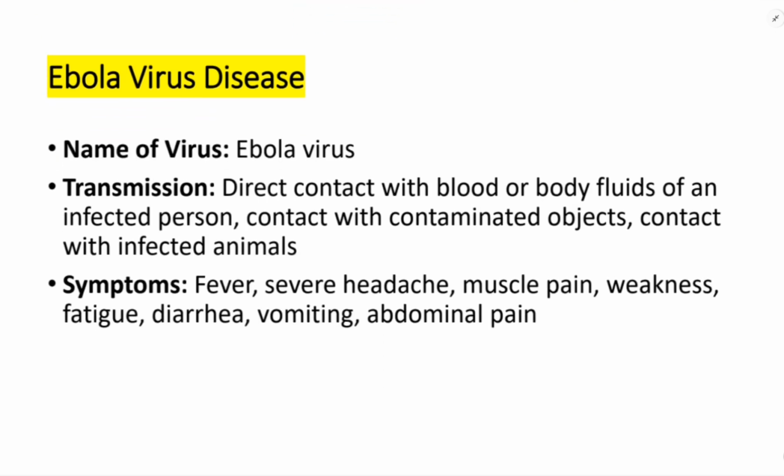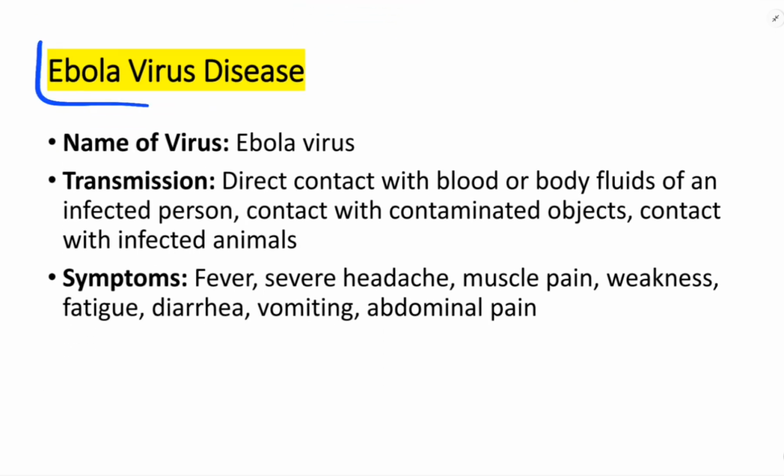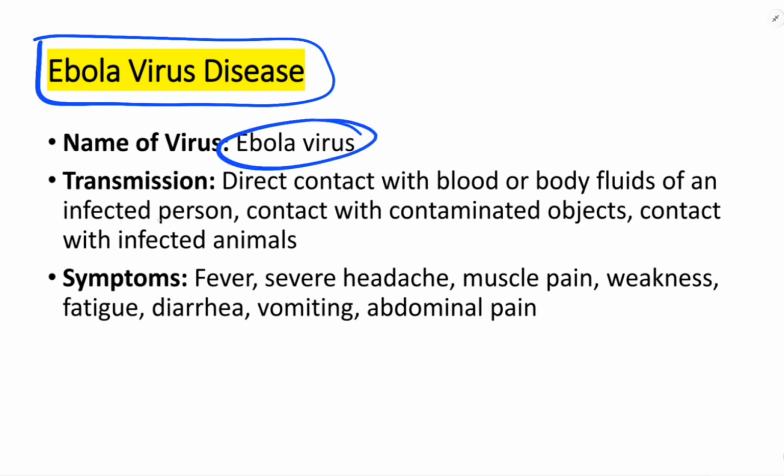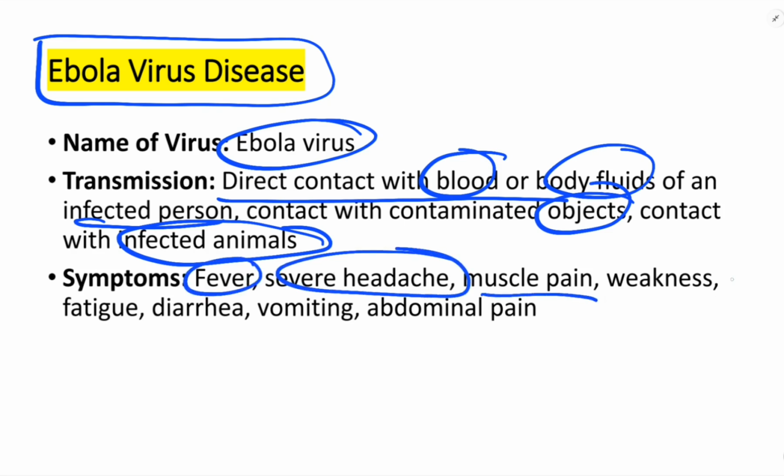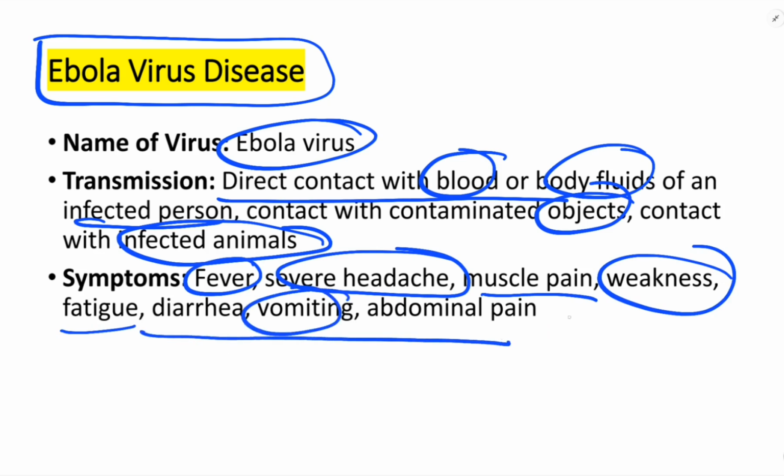Okay, next one, Ebola virus disease. It is caused by the Ebola virus. It transmits through direct contact with the blood and body fluids of an infected person, contact with contaminated objects, and contact with infected animals. And the symptoms are fever, severe headache, muscle pain, weakness, fatigue, diarrhea, vomiting, and abdominal pain.